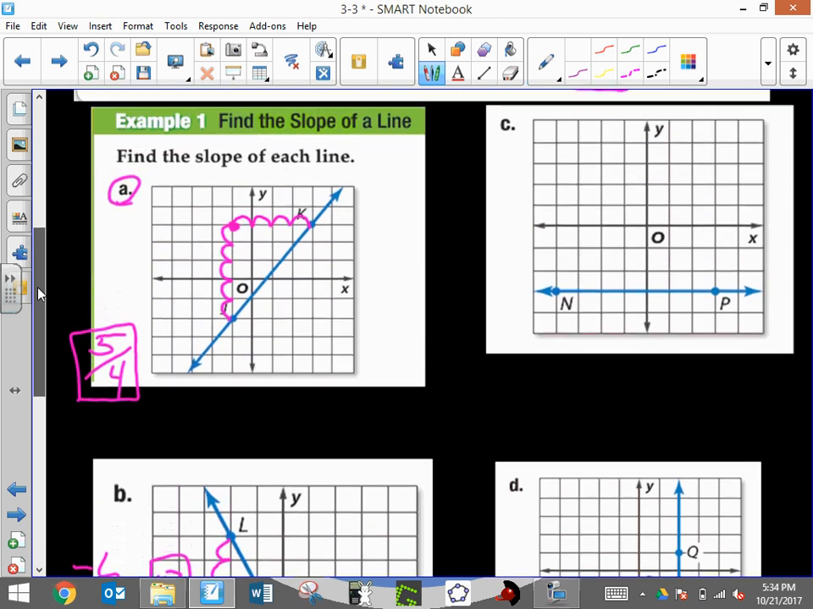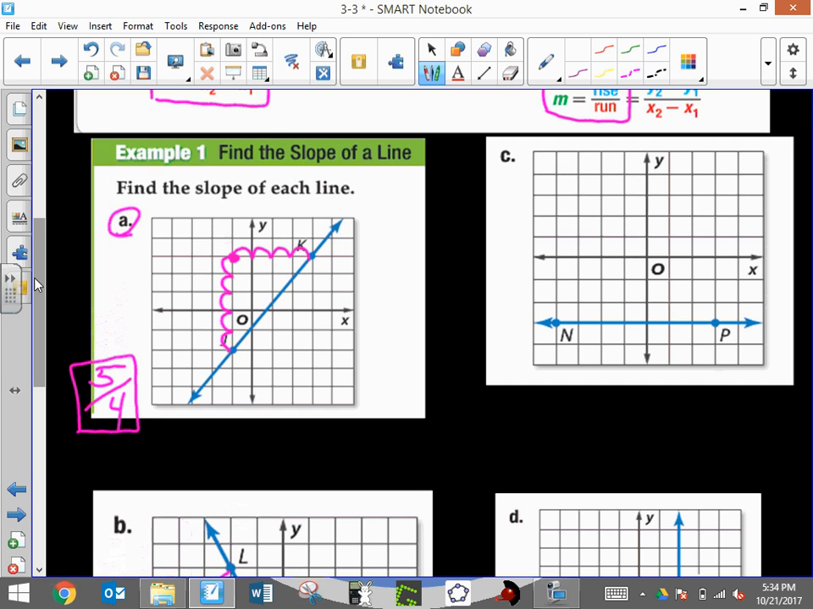As far as horizontal lines go, my rise on a horizontal line is going to be 0 over, you can count it if you would like. Between N and P, it would be 1, 2, 3, 4, 5, 6, 7. But 0 over anything is going to simplify to 0. So the slope of a horizontal line should always be a value of 0.